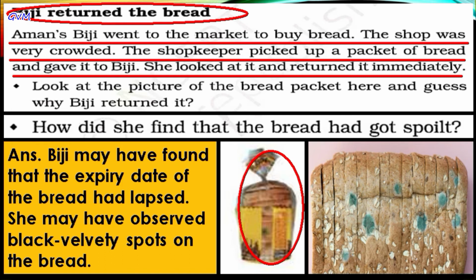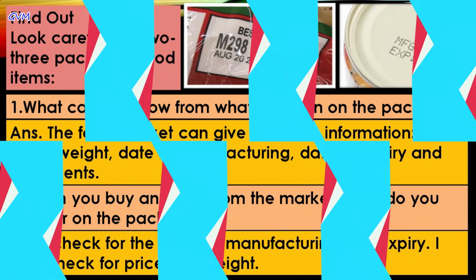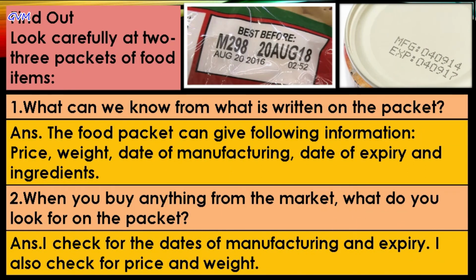So students, BG may have found that the expiry date of the bread had lapsed, and she may have observed some black velvety spots on the bread, as you can see here. That's why she returned the bread. Now students, as you can see here are some more questions to discuss.